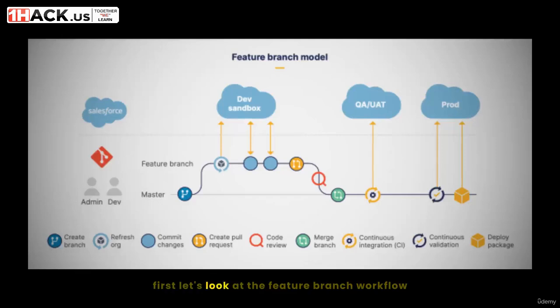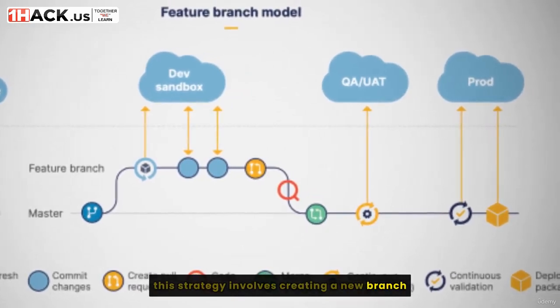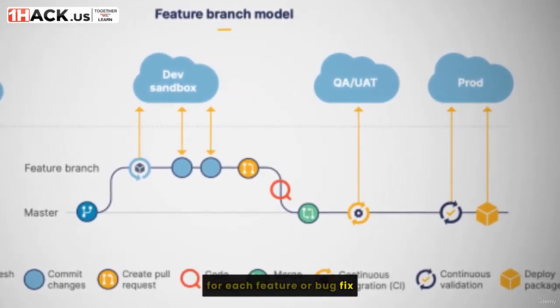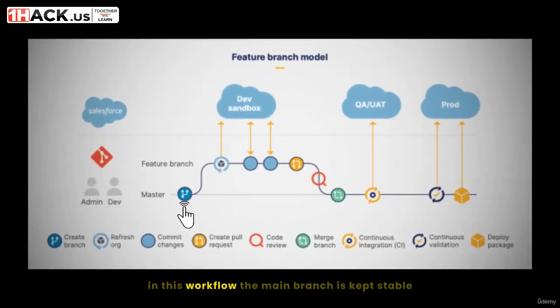First, let's look at the feature branch workflow. This strategy involves creating a new branch for each feature or bug fix, allowing you to work independently from the main codebase. In this workflow, the main branch is kept stable, while feature branches are used for development. Once a feature is complete, it is merged back into the main branch.